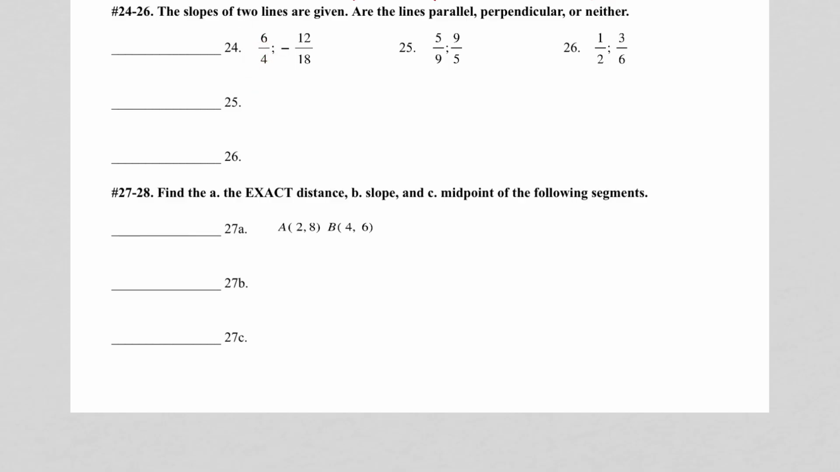Okay, I'll reduce this. That's 3 over 2. I'll reduce this, and this is negative, dividing by 6, I get 2 over 3. These are opposites. One's positive, one's negative, and they're reciprocals. Since they're opposite reciprocals, they're perpendicular.